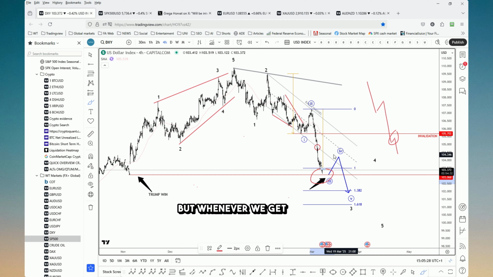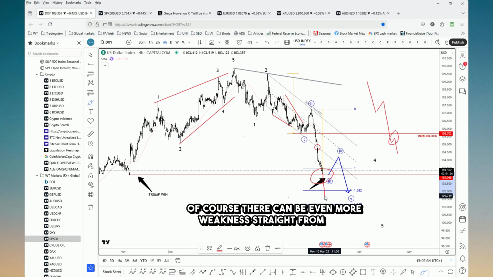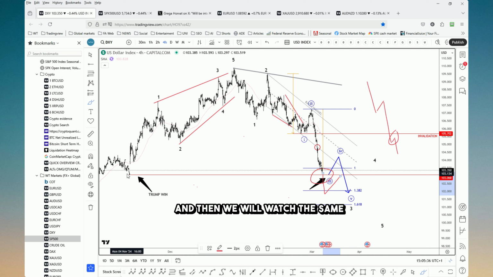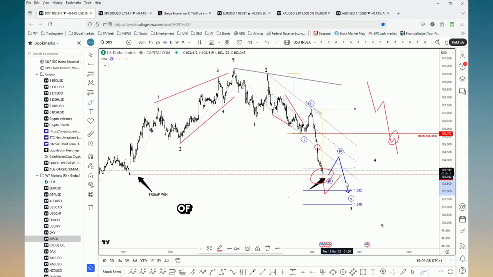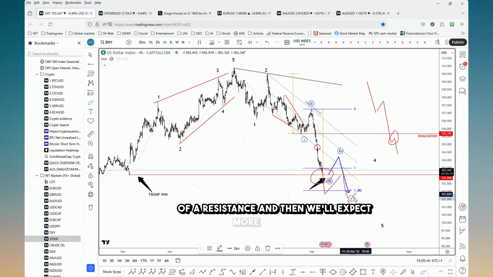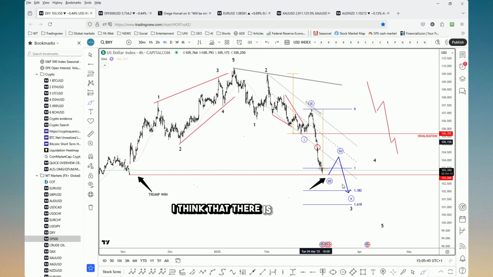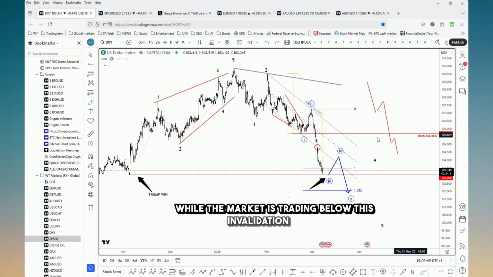But whenever we get this wave 4, I would be looking for more weakness. Of course, there can be even more weakness straight from here, and then we will watch this same level as a retest of a resistance, and then we'll expect more weakness. So no matter how I look at this wave structure, I think that there is room for more weakness while the market is trading below this invalidation level.